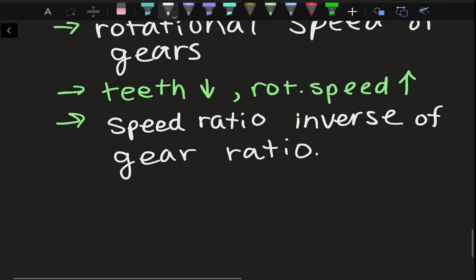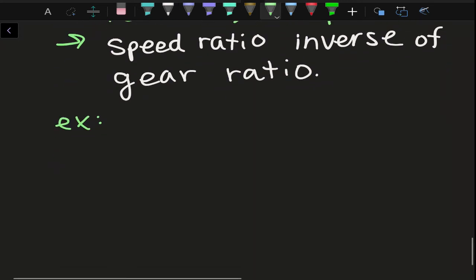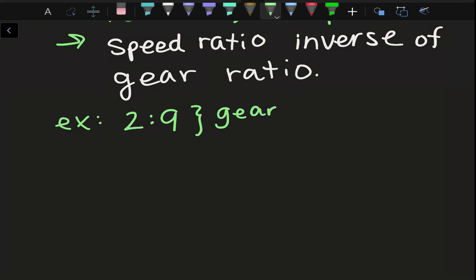So, for example, if two gears have a gear ratio of 2 to 9, we'll call that our gear ratio, then our speed ratio is going to be 9 to 2. Okay? So we'll get into a couple of examples here.